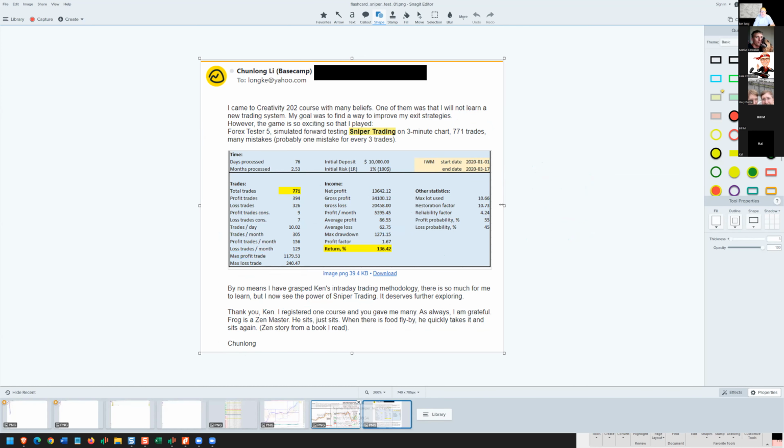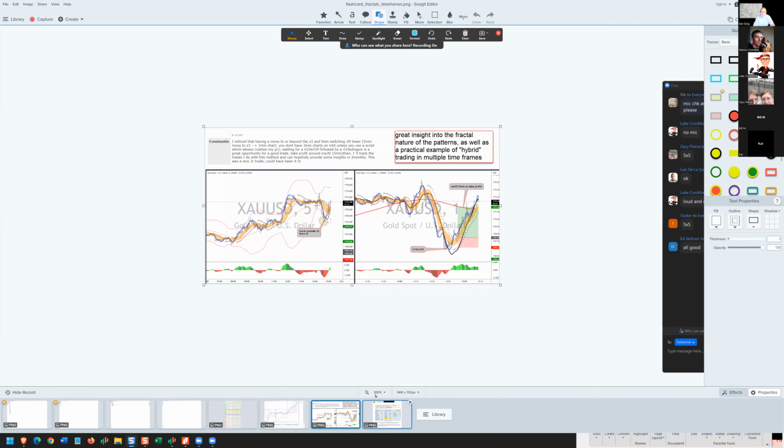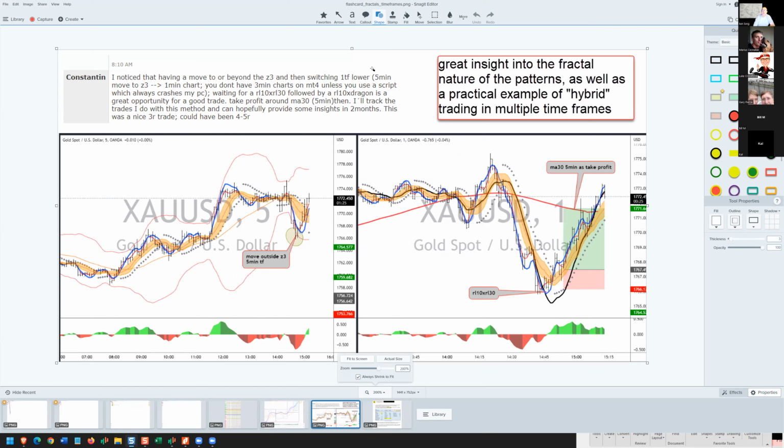I also wanted to acknowledge some really good work from Constantine. He's not in here tonight. He's been trading the symbols that he knows, and in this case, he was looking at gold spot versus the dollar on a 5-minute chart, and he notices that on the 5 minutes, when you get a Z3 excursion, in other words, a move past the Z3, and then switch to one time frame lower.